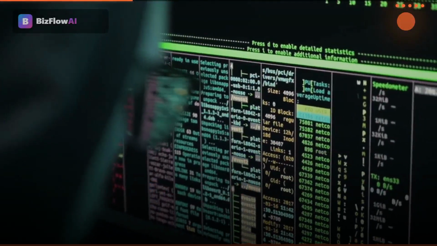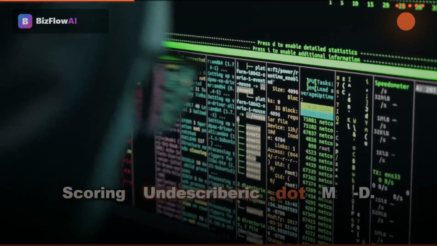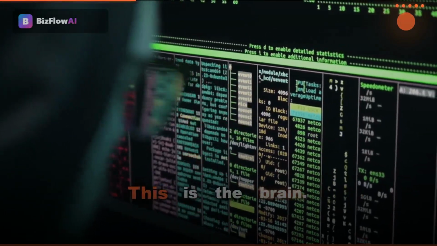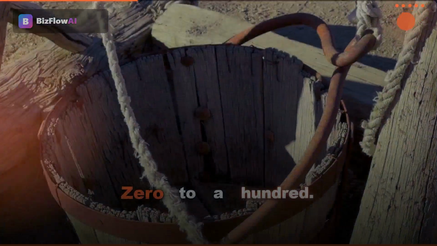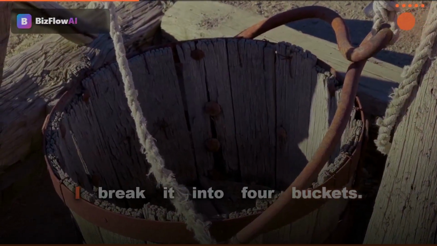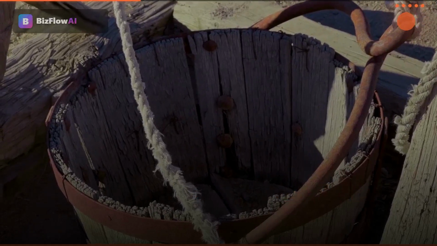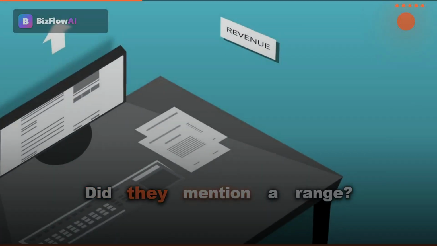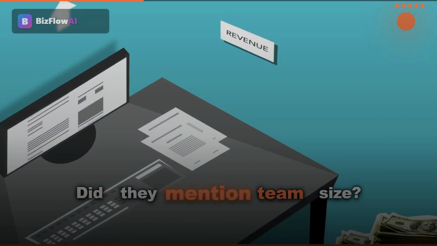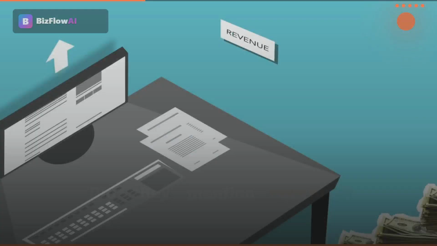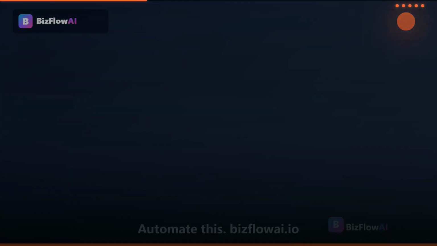Second file, scoring_rubric.md. This is the brain. 0 to 100. I break it into 4 buckets. Budget signals. Did they mention a range? Did they mention team size? Did they mention revenue? That's up to 30 points.